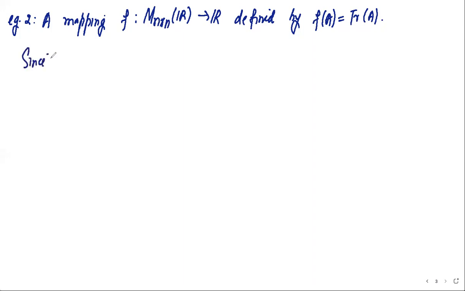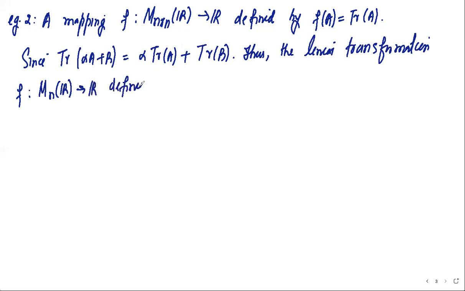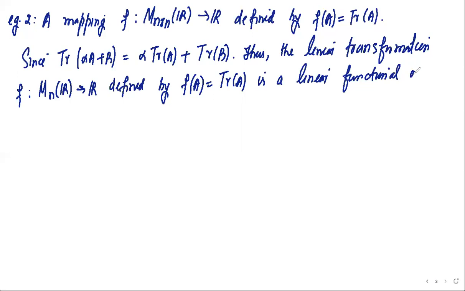This trace function is a linear function, since trace of alpha A plus B is equal to alpha times trace of A plus trace of B. So thus the linear transformation f from Mn(R) into R defined by f of A equal to trace of A is a linear functional on the set of all n cross n real matrices.